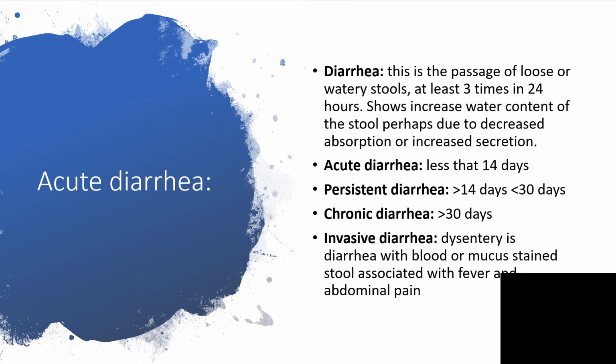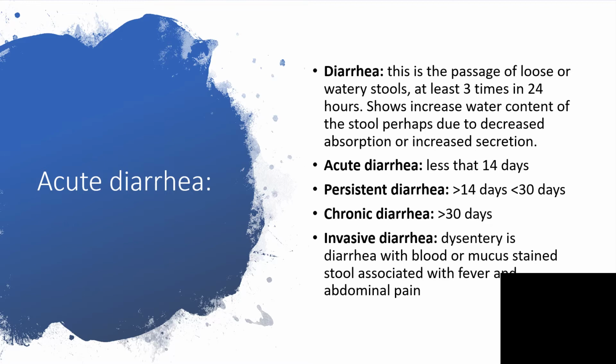Diarrhea is defined as the passage of loose or watery stools at least 3 times in 24 hours, or stools that show increased water content, perhaps due to decreased absorption or increased secretion. Acute diarrhea is defined as diarrhea that occurs within 14 days or less than 14 days.